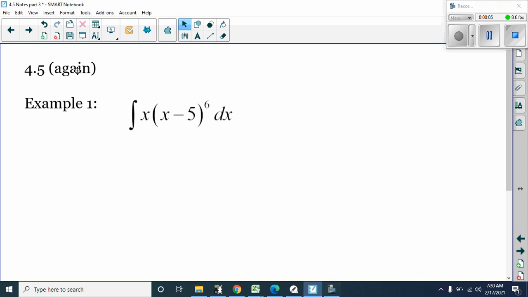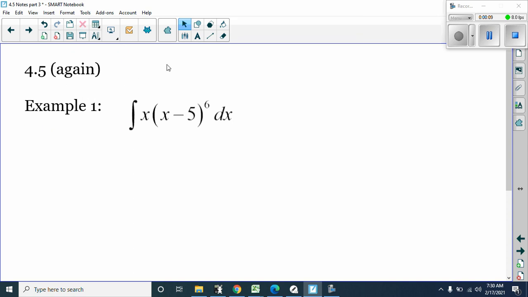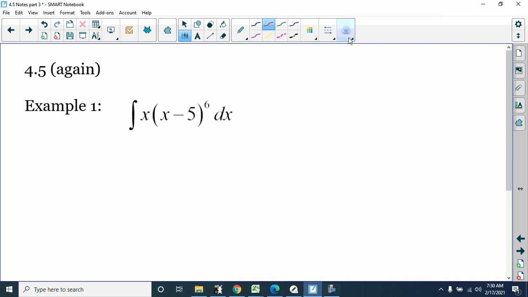These are notes from section 4.5. This is day 3 on section 4.5. 4.5 is on integration by substitution. Just a couple of quick examples here. This one asks for the integral of x times the quantity x minus 5 to the 6th dx.